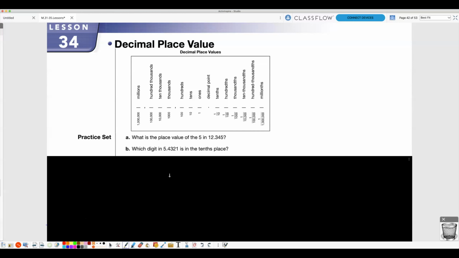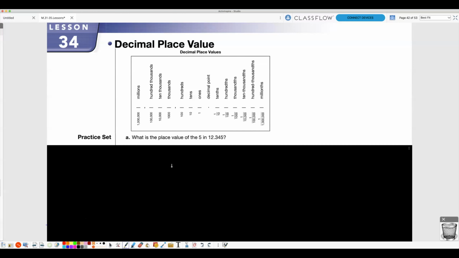All right, let's practice. So what is the place value of the 5 in 12 and 345 thousandths? So if you look at that, it'd be 12.345 thousandths. The place value of that would be the thousandths. Okay, that'd be letter A.